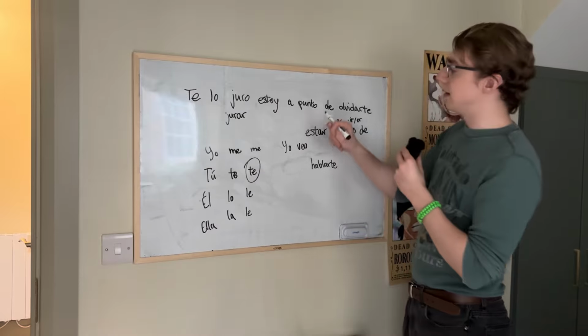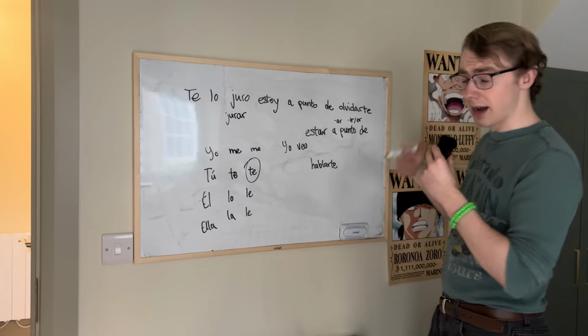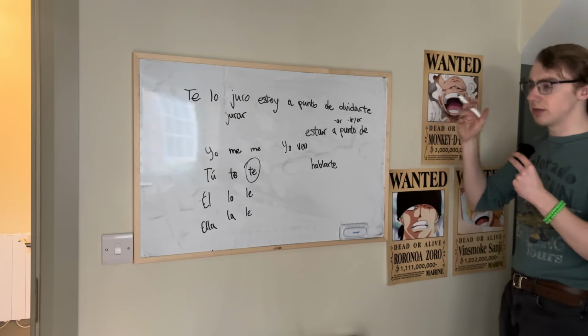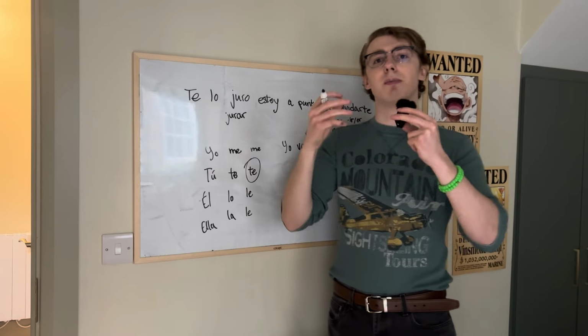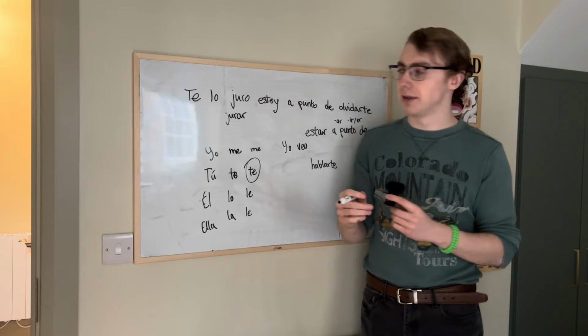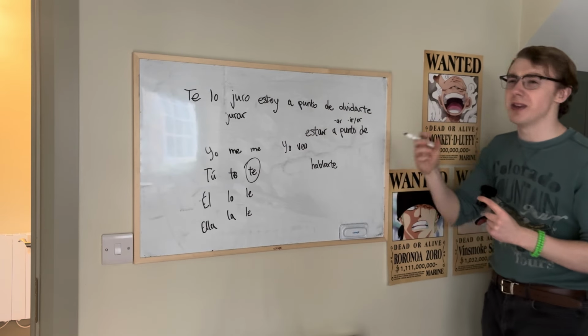So, estar a punto de hacer algo, to be about to do something. So, estoy a punto de olvidarte. I'm about to forget you. Te lo juro, estoy a punto de olvidarte. It's very desperate and romantic, which I love. Te lo juro, estoy a punto de olvidarte.